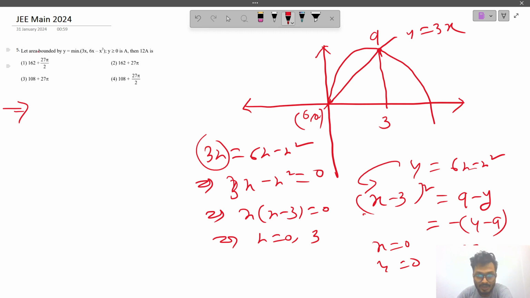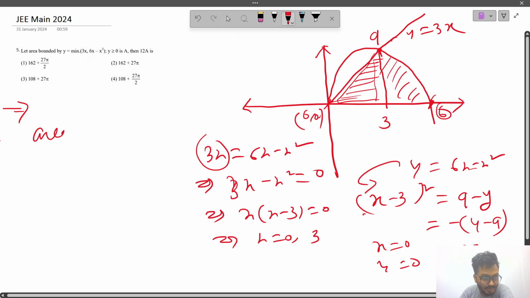Now what do we have to find? The area bounded by this region, the minimum of these. So for 0 to 3, what is the minimum value? This is the minimum. And for 3 to, what is this point? This is 6, because when y is 0 for this parabola, y is 0 at 0 and 6. So for this region, this is the minimum, because this is the maximum. So this area we have to calculate.